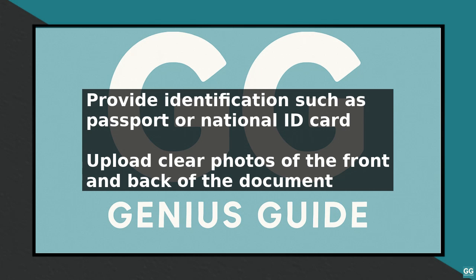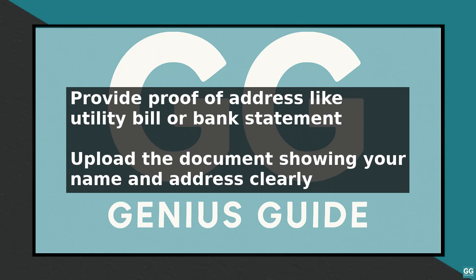The next step is to provide proof of address, which can be a utility bill, bank statement, or any other official document that shows your name and address. The document must be dated within the last 6 months and should be uploaded in the same manner as your identification. Once you have uploaded the required documents, Etoro will review them to verify your identity and address.